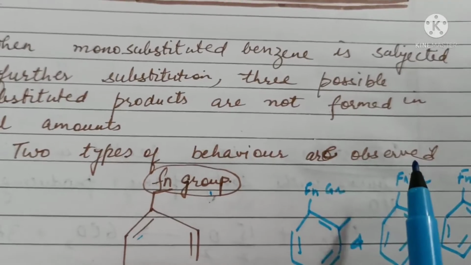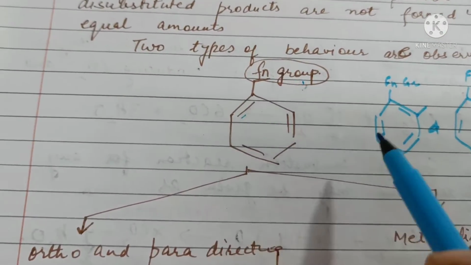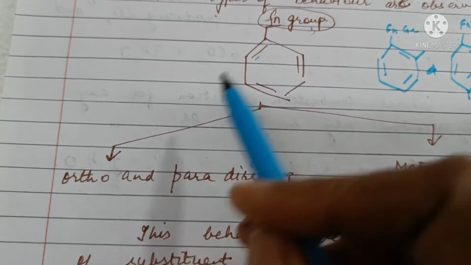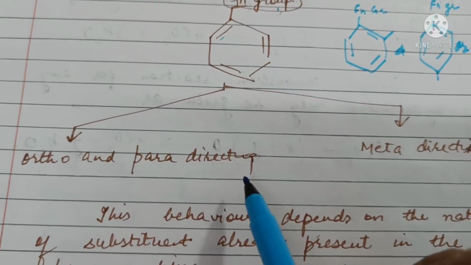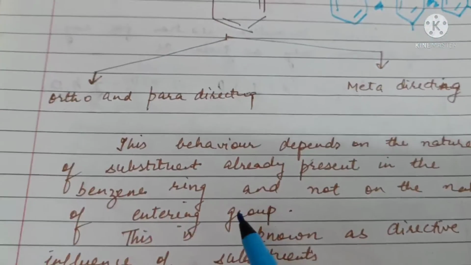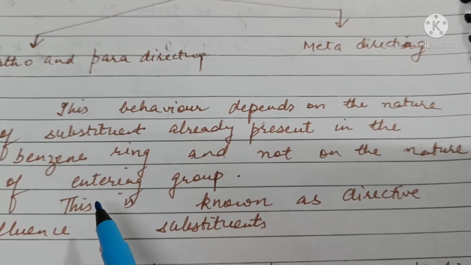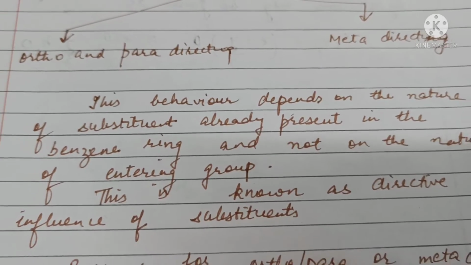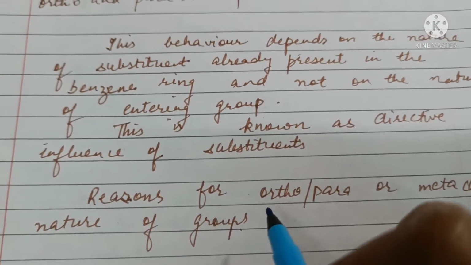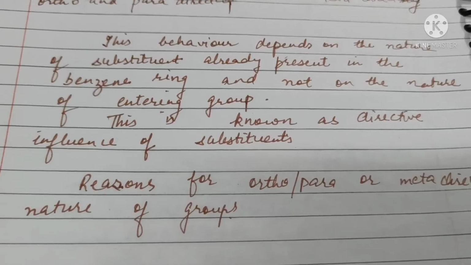So two types of behavior are observed. These behaviors depend on the functional group and not on the entering group. This functional group may be either ortho and para directing or meta directing. Behavior depends upon the substituent already present on the benzene ring and not on the nature of the entering group. This is known as directive influence of substituents. Reasons for ortho and para or meta directing nature of groups.